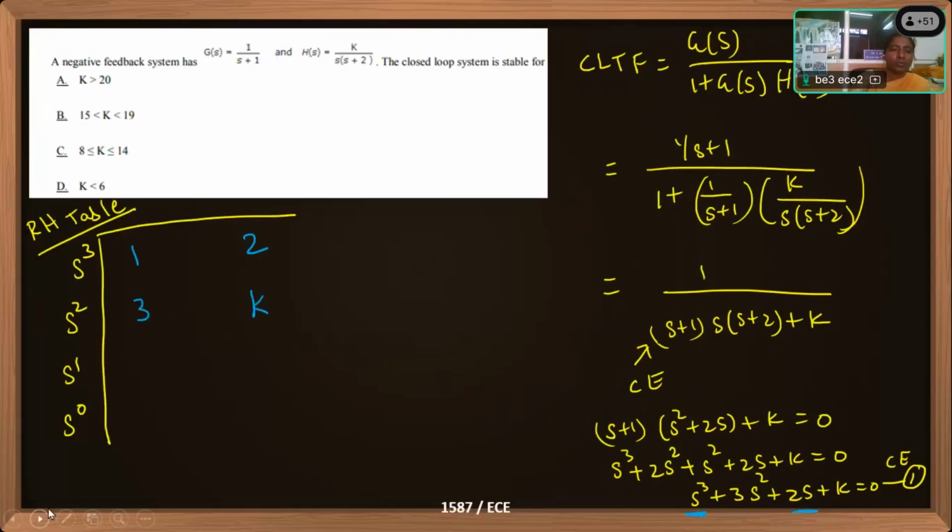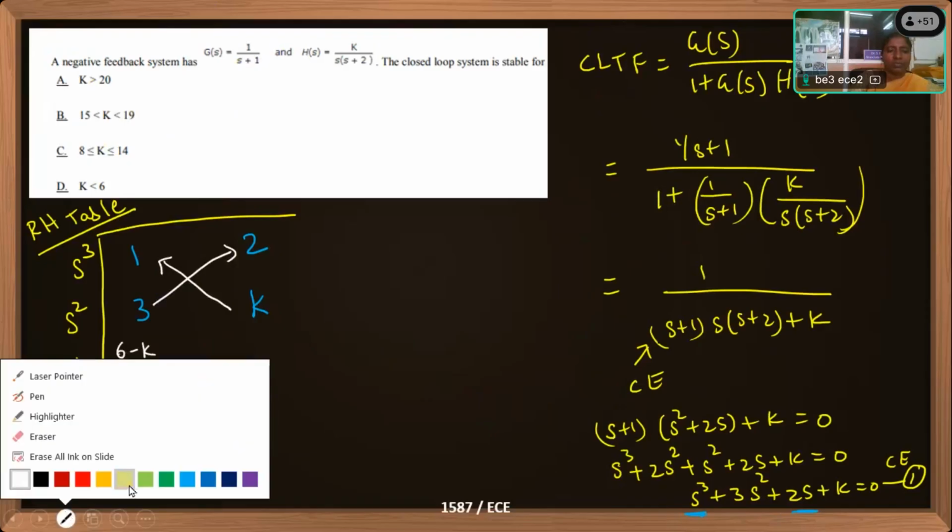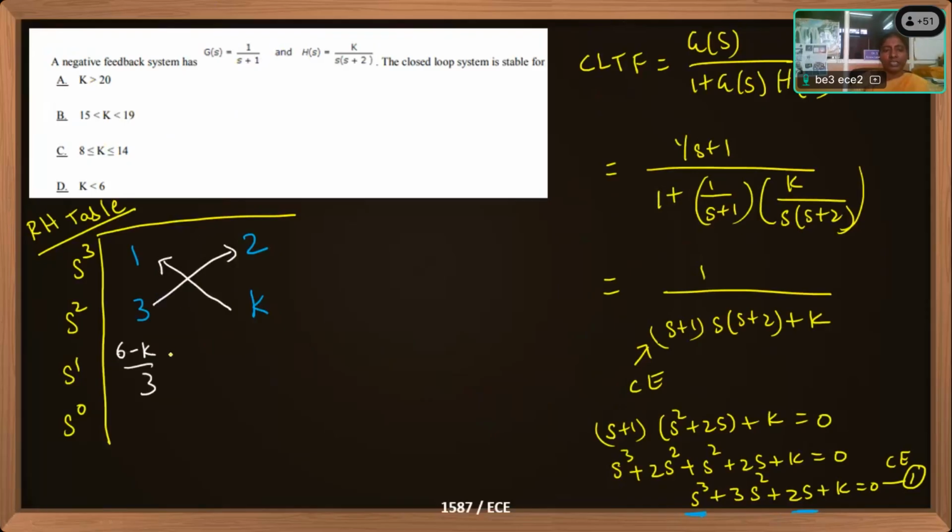Now we will proceed with the further rows. The calculation is 3 into 2 minus 1 into k, divided by 3. So it is 6 minus k by 3. No further calculation is possible because no values are available in the previous rows. Now I am going to the s power 0 row. How to calculate this: fraction into k minus 0 into 3, divided by this fraction. The fraction will get cancelled, so k alone will remain. No further calculation. The RH table is completed.